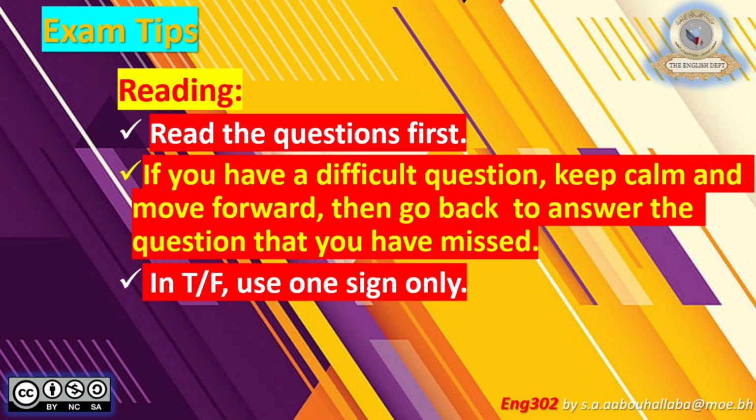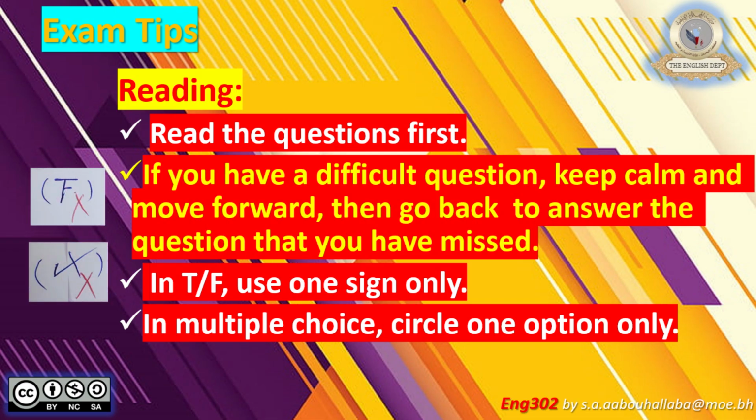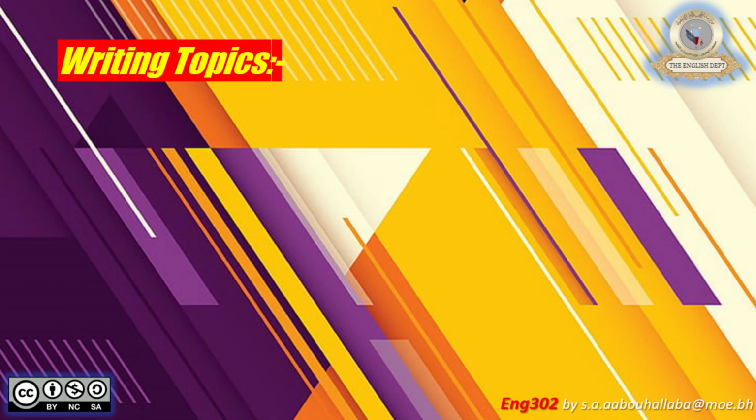And the same thing about the true or false, the T or F questions. Do the same. Don't use those double signs, T and F in the same way, or tick and cross in the same way. And when it comes to multiple choice questions, MCQ, again, please circle or underline only one option, not more than one. Now let's go to the most important part of our task, which is the writing topics we have got in this course.